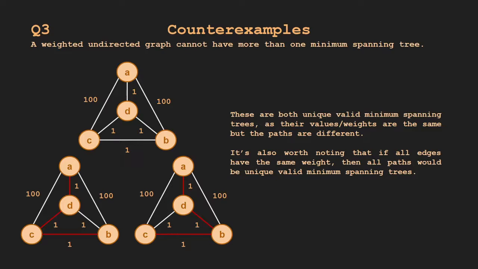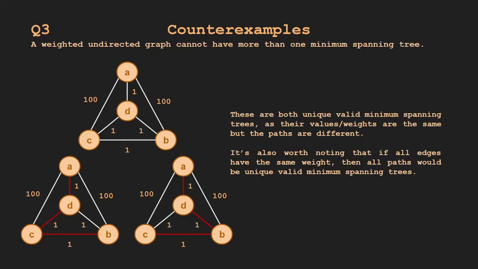So I've drawn a couple examples of how you can go from A to D and then to C and then to B, or you can go A to D and then to B and to C. The weight is going to be the same. So it is a minimum spanning tree, a viable, unique minimum spanning tree.